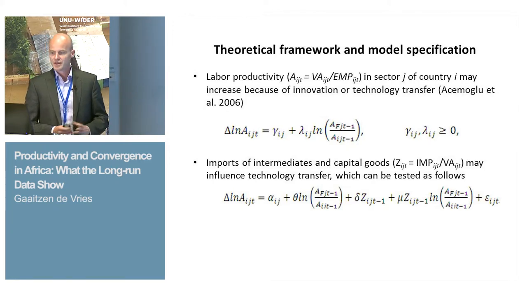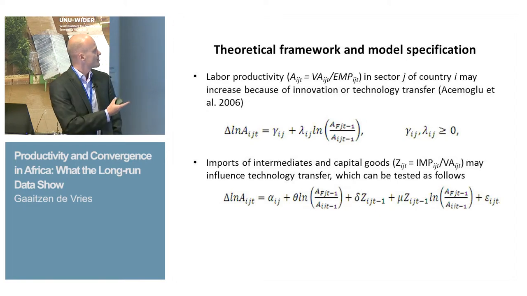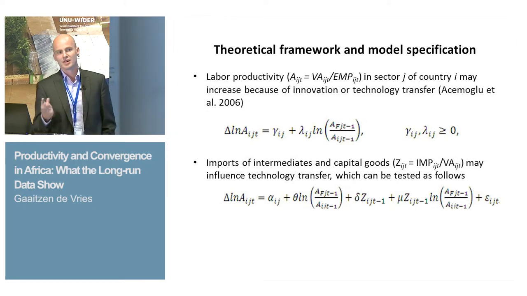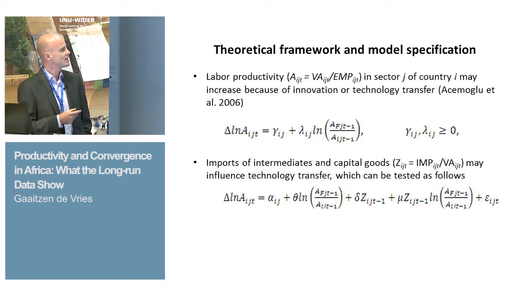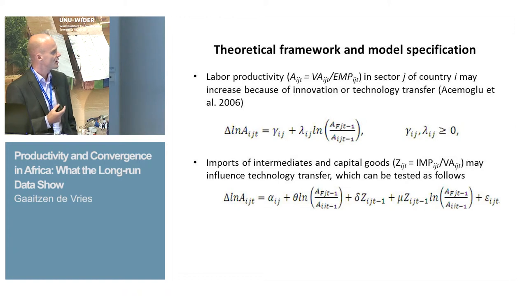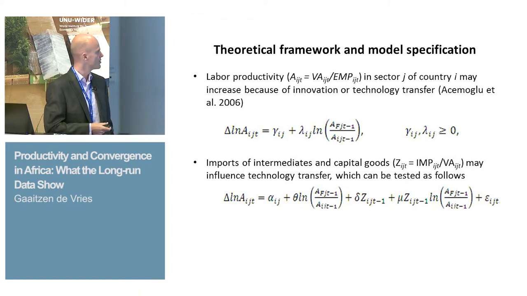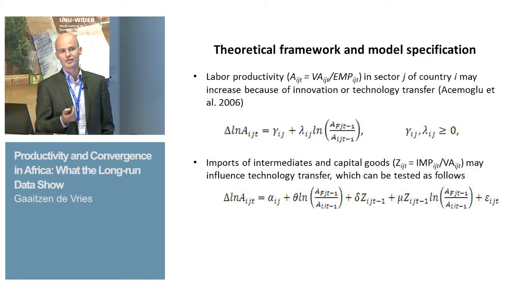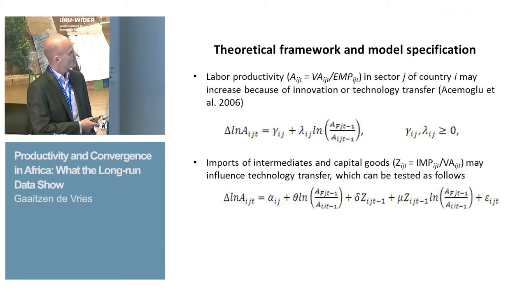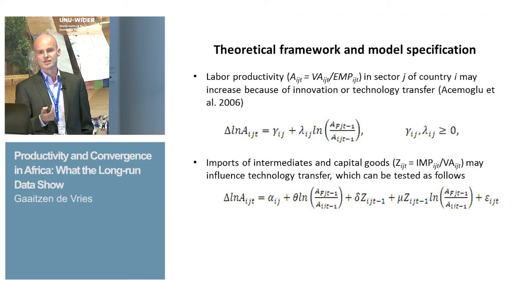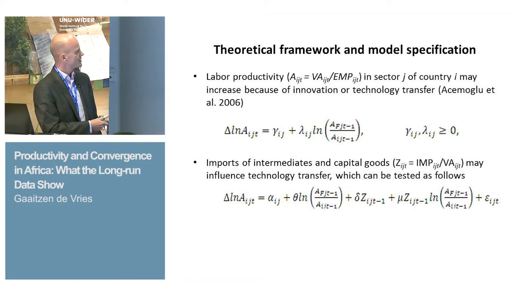Moving to the theoretical framework that I consider here: labor productivity is defined as value added divided by employment in a sector j of a country i. This may increase either because of innovation or because of technology transfer. This is the distance-to-the-frontier model introduced by Acemoglu, Aghion and Zilibotti in 2006. So you have the change in productivity, related to this gamma_ij, which is basically innovation, or there could be technology transfer if you are removed from the productivity frontier. The further you are away from a technology frontier, the larger this lambda_ij can be. It can be a positive effect from technology transfer.